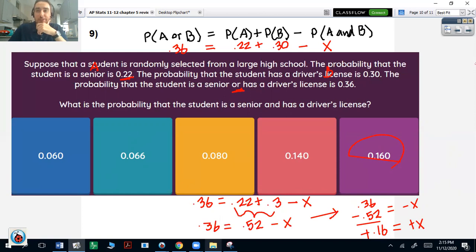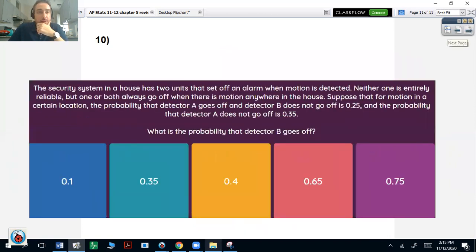And one more question, number 10. The security system in a house has 2 units that set off an alarm when motion is detected. Neither one is entirely reliable, but one or both always go off when there is motion anywhere in the house. Suppose that for a motion in a certain location, the probability that detector A goes off and detector B does not go off is 0.25. The probability that detector A does not go off is 0.35. What is the probability that detector B goes off?